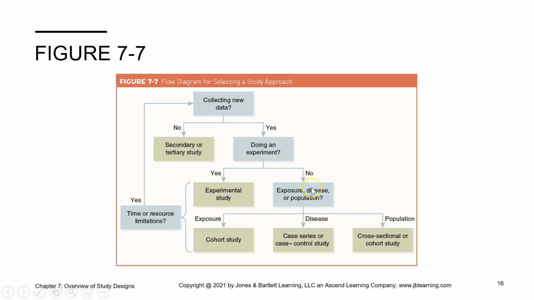If it's no, then you need to look at, okay, what am I focusing on? Am I focusing on my exposure? If it's the exposure, then it's going to be a cohort study. Am I focusing on differences in disease? Then it's going to be a case control or a case series study. Or am I looking at the population? And this would be a cross-sectional or cohort study here.